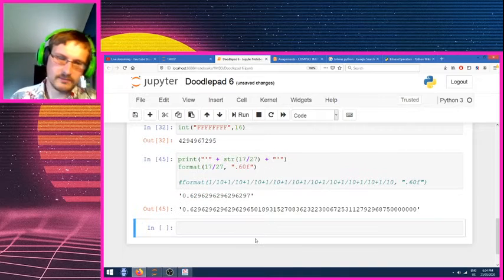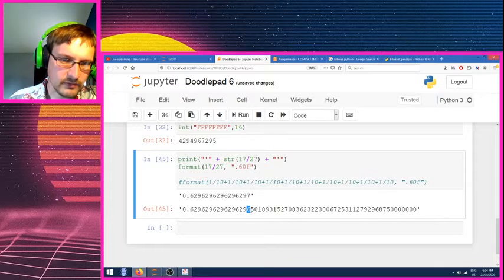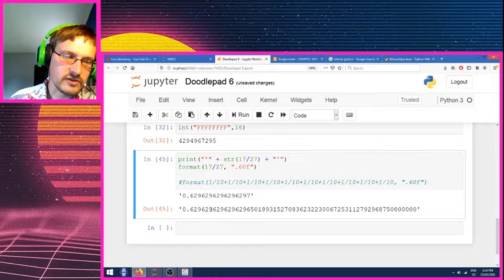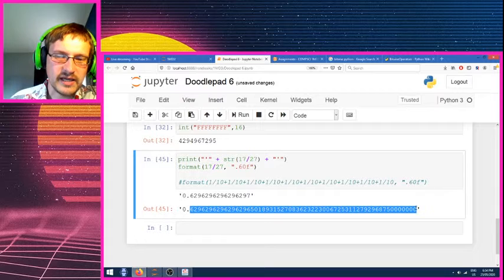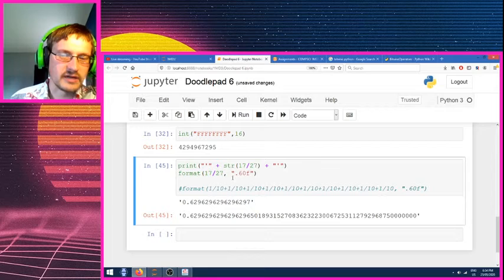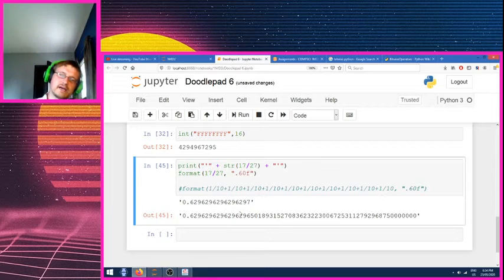There we go. Okay, so you can see that this 7 is being rounded from this decimal tail, but you can see also that this repeating pattern breaks down after that point. All right? That's because the underlying binary representation cannot represent 17 out of 27. It's one of those numbers that does not have a finite representation.